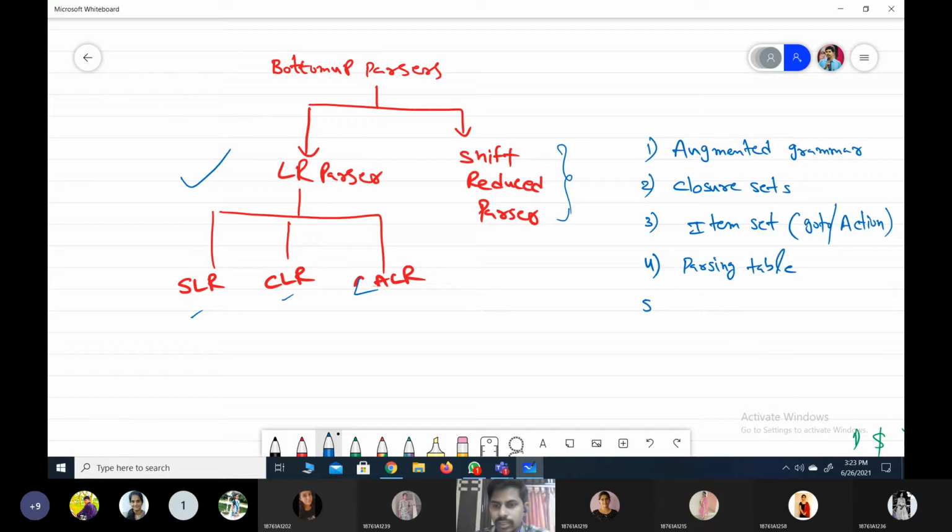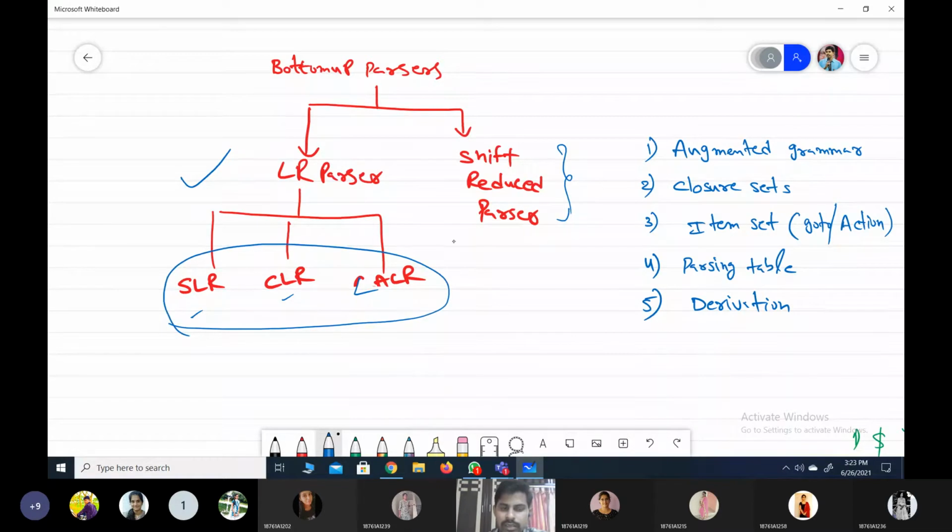We construct the parsing table, and the last step is the derivation point of view. Based on the parsing table only, we are in a position to derive whether a string belongs to the given parser or not. So these are the 5 steps that we follow for all these LR parsers: CLR, LALR, SLR. Shall we move on one by one?